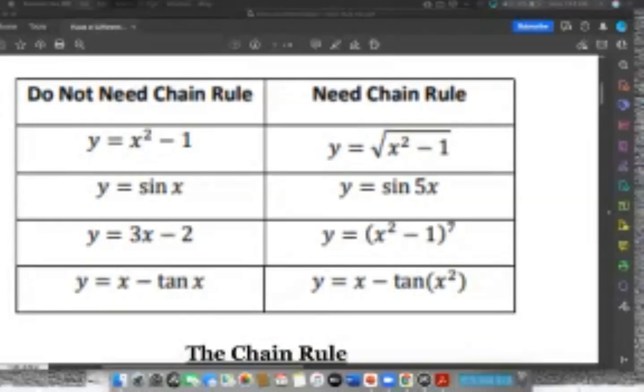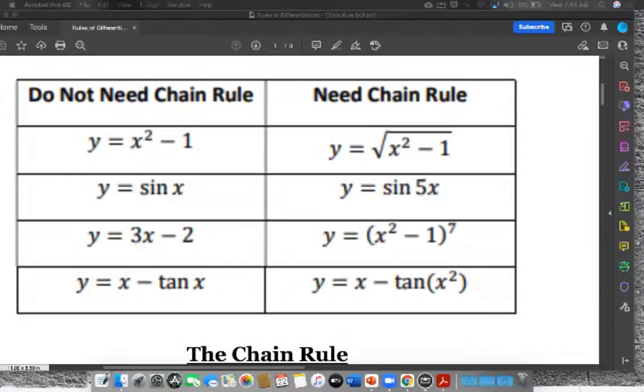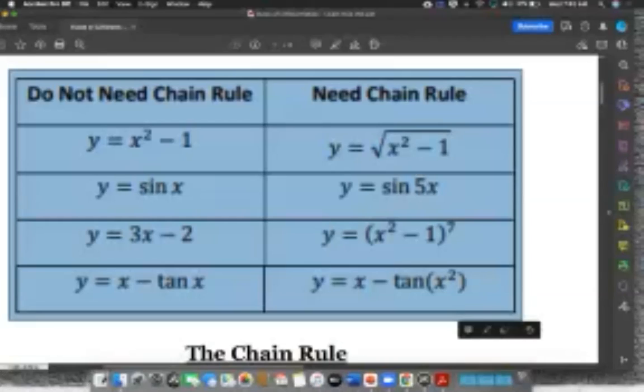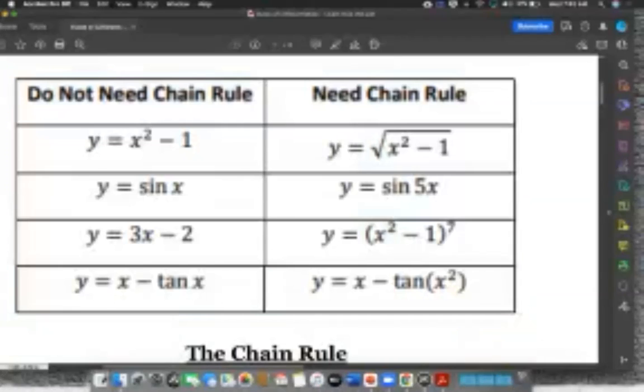So here we go. We got another x squared minus 1. This one's to the 7th power then. So what's the inside function there? What's the inside function for x squared minus 1 quantity to the 7th power? What's the inside function? There you go. Outside is always the whole thing. So this entire thing would be the outside function.